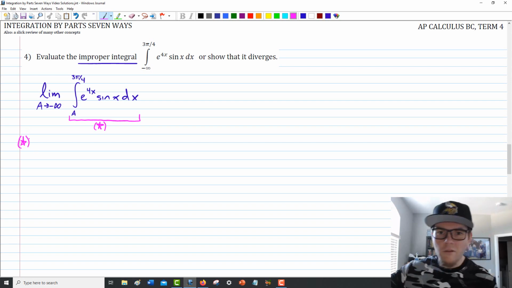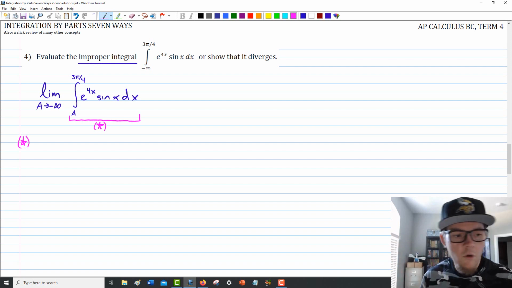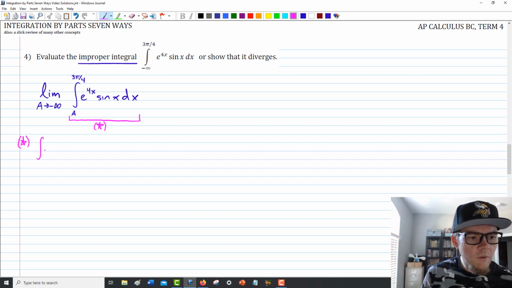You just go off to the side, work through something else, and then come right back to the traditional story. So in here, I just want to evaluate the integral of e to the 4x sine of x dx.